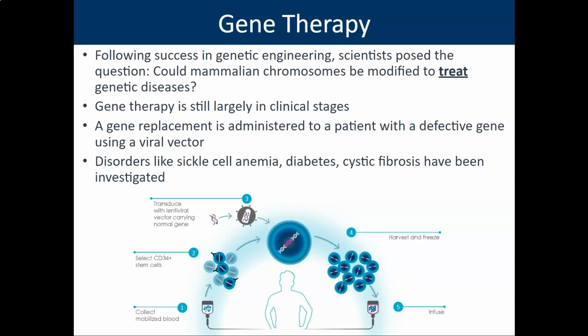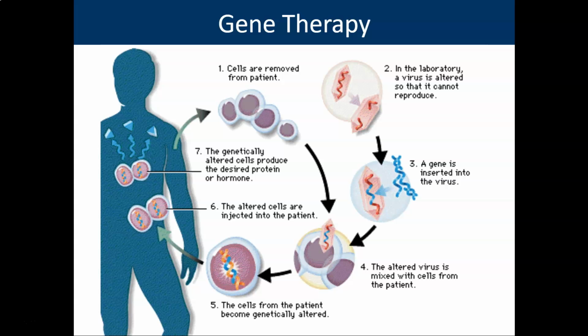They're trying to treat things like sickle cell anemia, diabetes, cystic fibrosis. All of these have been looked at. So what they're essentially trying to do is take disorders, put in a gene that will work, and try to turn off the gene that is not. We're going to just take a quick look at what this looks like.